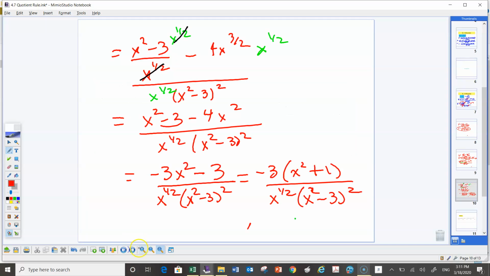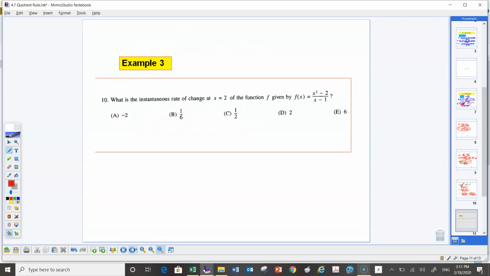Okay, let's take a look at this next question where they're asking us to find the instantaneous rate of change. Well, remember, instantaneous rate of change is the same thing as derivative. So we have slope of the tangent line, instantaneous rate of change, and derivative all mean the same thing.